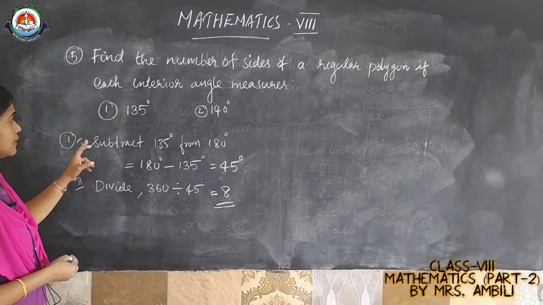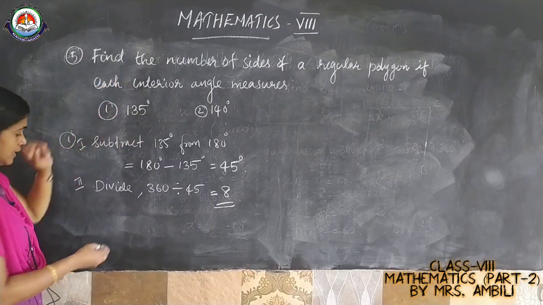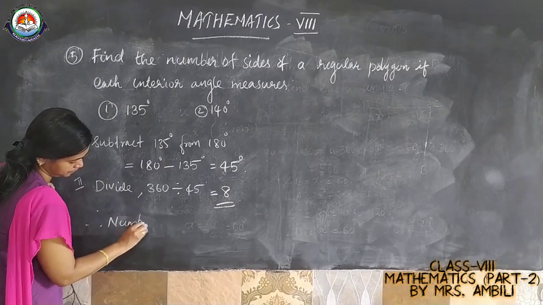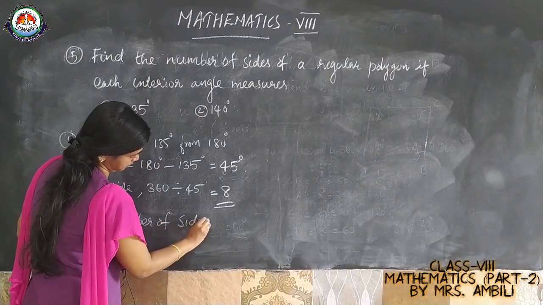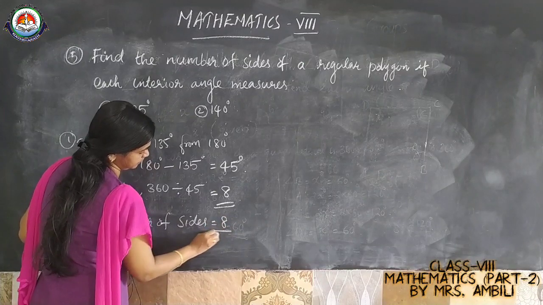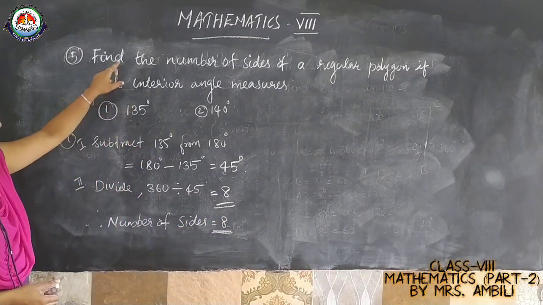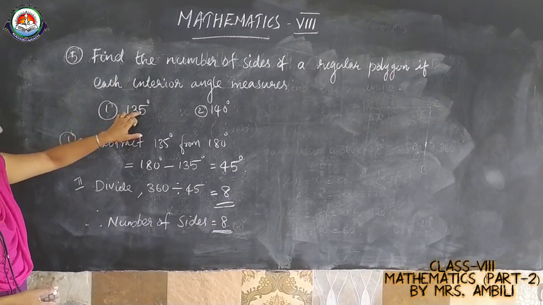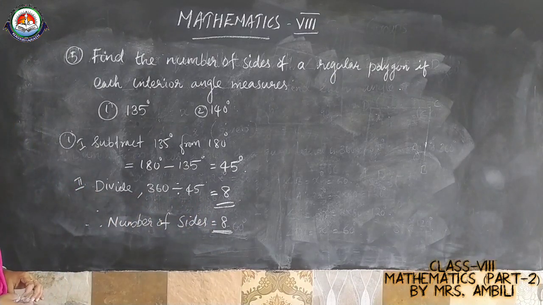So for first question, if each interior angle is 135 degree, therefore the number of sides equal to 8. If each interior angle is 135 degree, how many sides are there for that polygon? 8 sides are there. Okay.